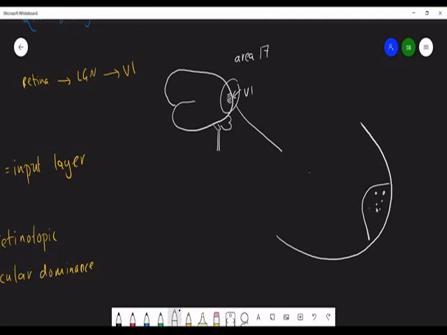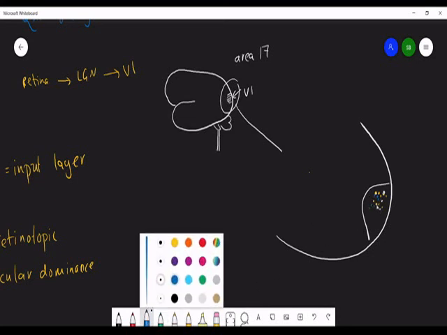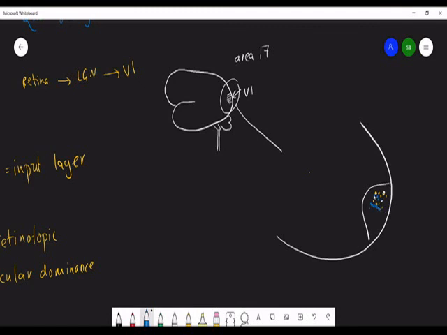But you also find that if you map which cells respond to the ipsilateral eye, they form bands separated by ones that are affected by the contralateral eye. That gives you these columns in which the cells are driven by either the ipsilateral or the contralateral eye. And these are called ocular dominance columns.